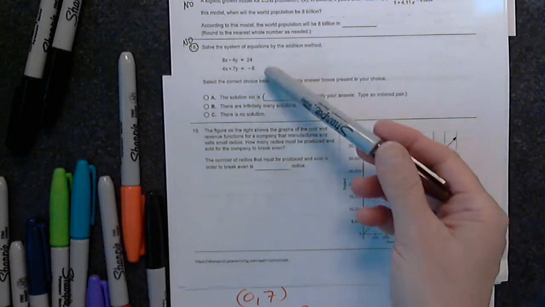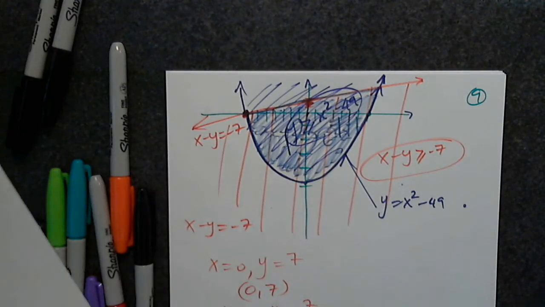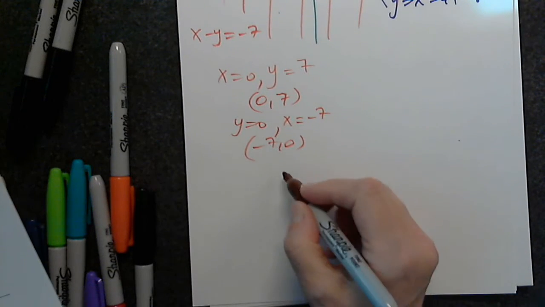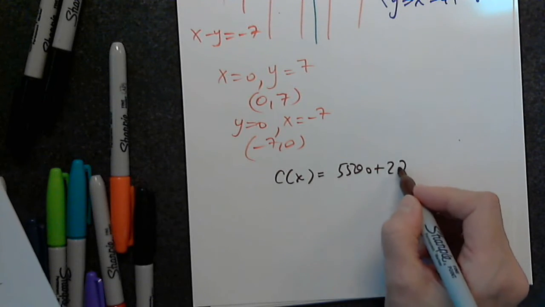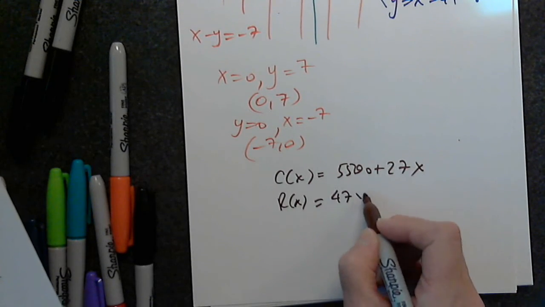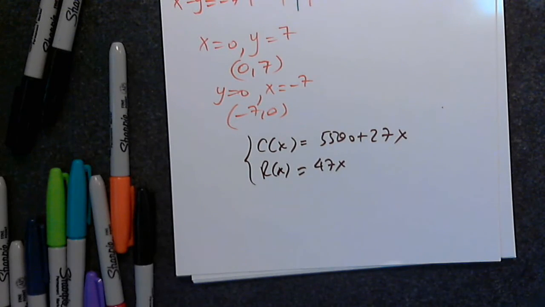So which problem would you like to start with? 19? Very good. So we are given two functions, the cost and the revenue. And here they are. Cost is 5,500 plus 27x, and revenue is 47x. So we're asked to find where they meet, the break-even point.